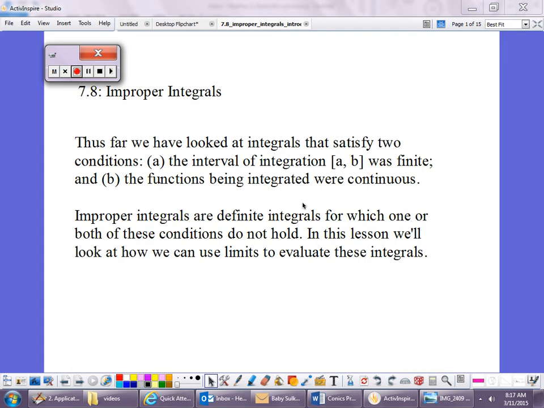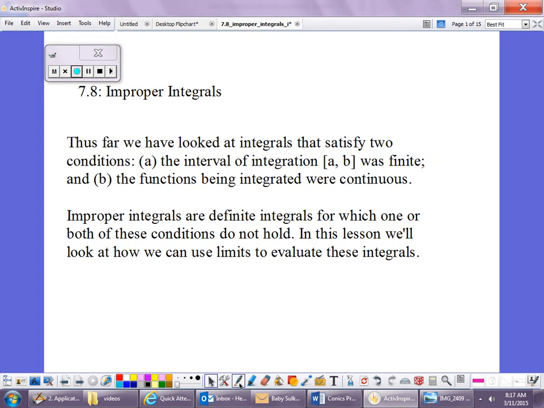We've looked at integrals that satisfy these two conditions. First of all, that the interval of integration from a to b was finite. So that's important, right? We're going from some point to some point. And the other one is that the functions being integrated were continuous. Improper integrals are definite integrals for which one or both of these conditions do not hold.